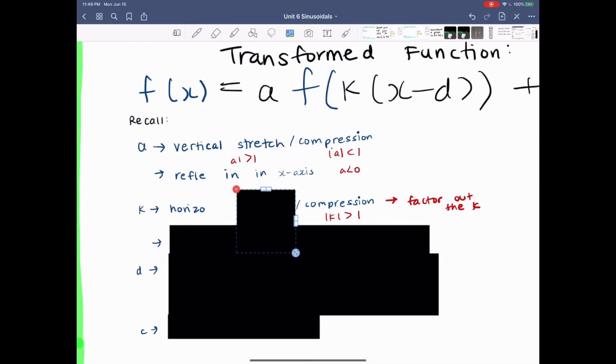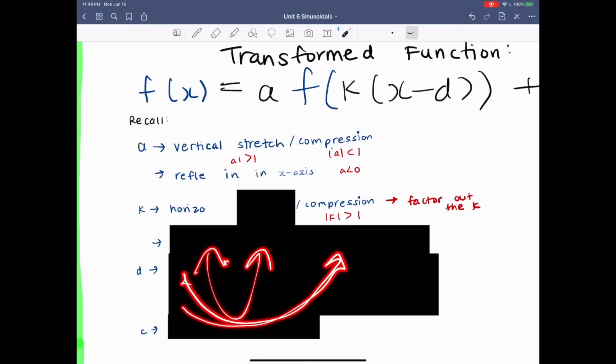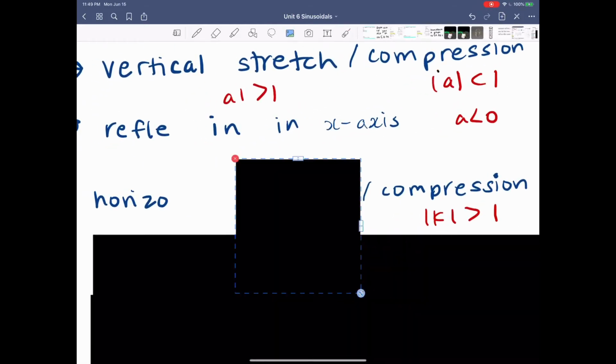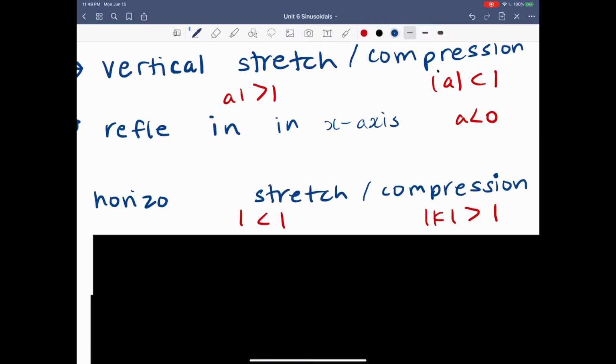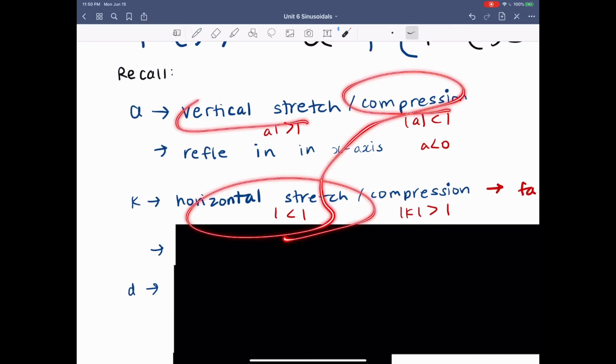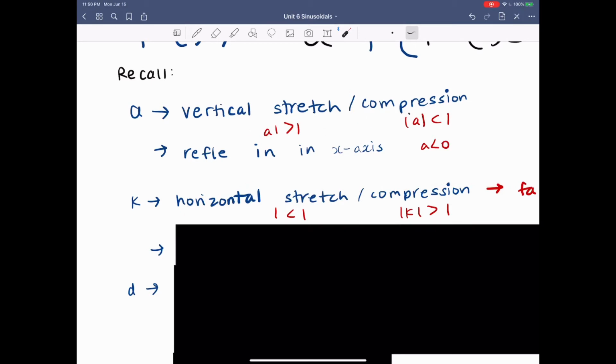So horizontal compression, you're going to be able to see that when the K value is larger than 1, and you're going to factor the K out to make that happen. Meanwhile, when you have a horizontal stretch, well, if you have a graph like this, if you're now pulling it this way, now you have a wider graph. And just like in the case of the vertical compression, when you have a horizontal stretch, you're going to also have a wider graph. Horizontal stretch and vertical compression are comparable, while the vertical stretch and the horizontal compression are comparable.